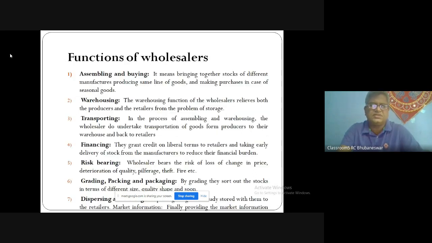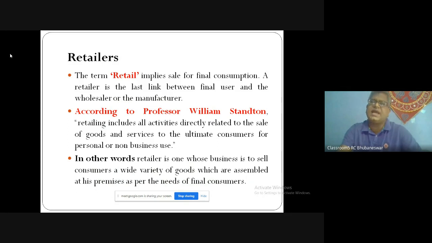But some other definitions are also there. But what are the functions of a wholesaler? Wholesalers assemble and buy goods in large quantity, and they have warehousing or storage capacity where they keep the particular product. They undertake transporting of the goods from the producer to their warehouse, also financing, risk bearing, grading, packaging, packing, and dispersing or dispatching. Those types of functions are covered under the wholesaler.